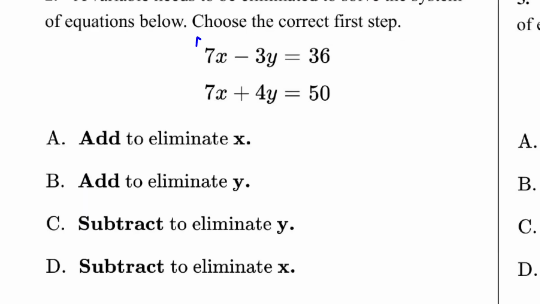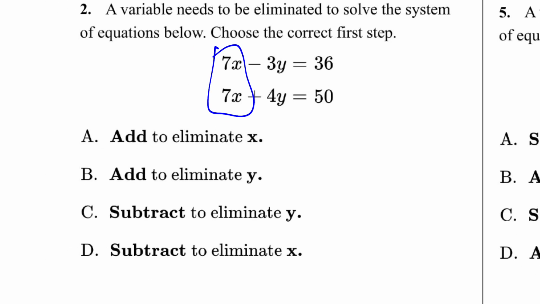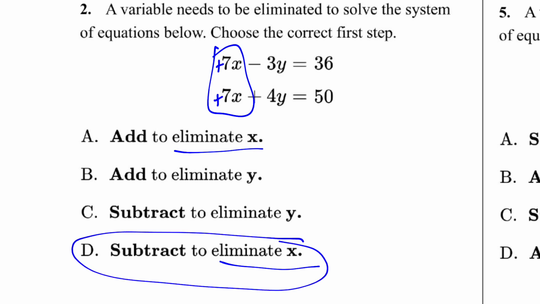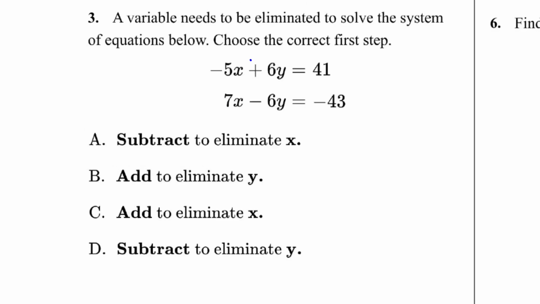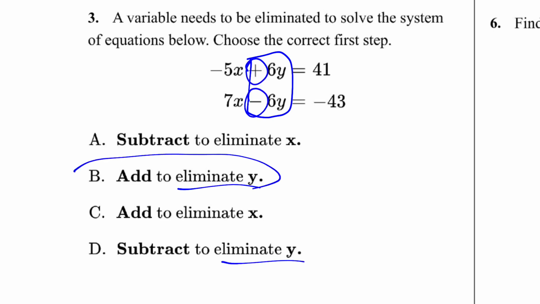Number 2, the 7x column have the same number, so for sure we're going to eliminate x. And notice that this one is plus and this one is plus. That means we'll have to subtract to get rid of it. We can't just add and have it cancel out. Number 3, the y column have the same number, so for sure we're going to eliminate y. Notice one's a plus, one's a minus, so we can go ahead and add these to eliminate.